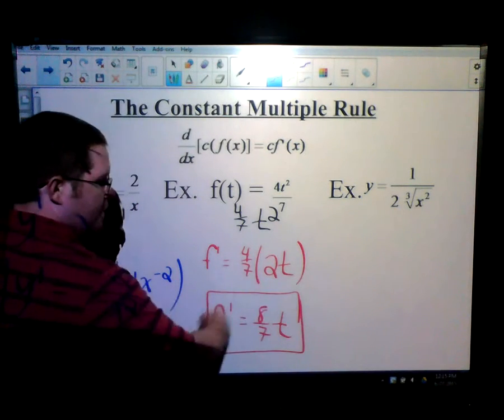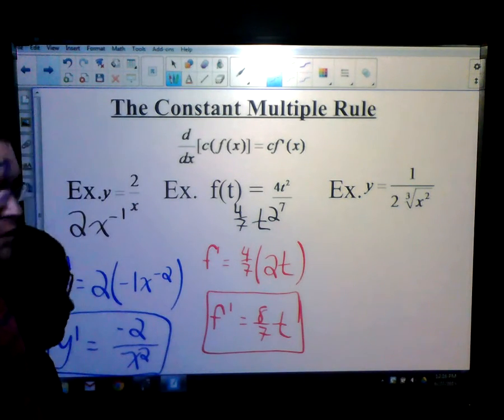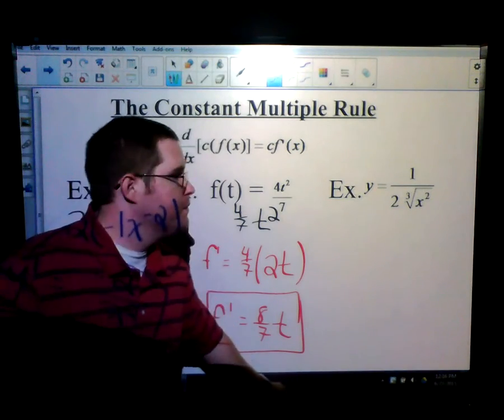Eventually, I'm going to skip this step and just go straight to this step. You don't need to show the middle step. I'm just showing it now because it's new.